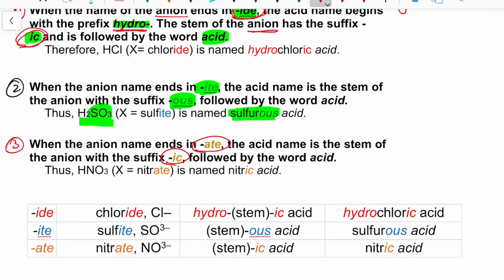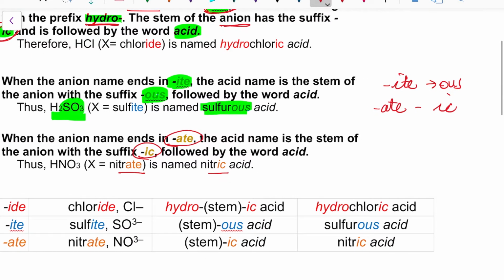Our third acid rule says when the anion name ends in ate, the acid name changes to an ic ending, followed by the word acid. So nitrate becomes nitric acid. So let's do a few of these. It's the same rule as number 2, except in number 2, if it ended in ite, you give it an us ending, and in number 3, if it ends in ate, you give it an ic ending.